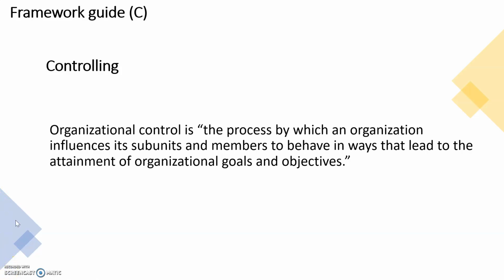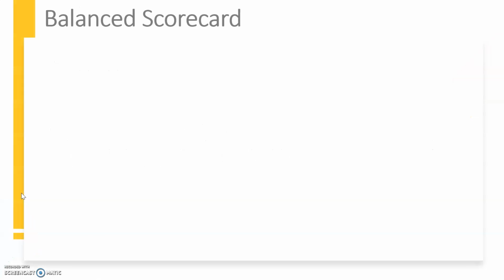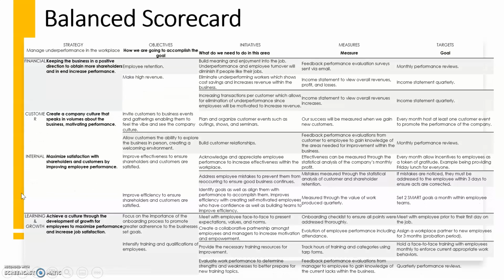So this next slide is going to be very in-depth, but I'm going to explain through it. A balanced scorecard, you may ask, what is it? A balanced scorecard is a control system that translates an organization's vision, mission, and strategy into specific, quantifiable goals and monitors the organization's performance in terms of achieving these goals.